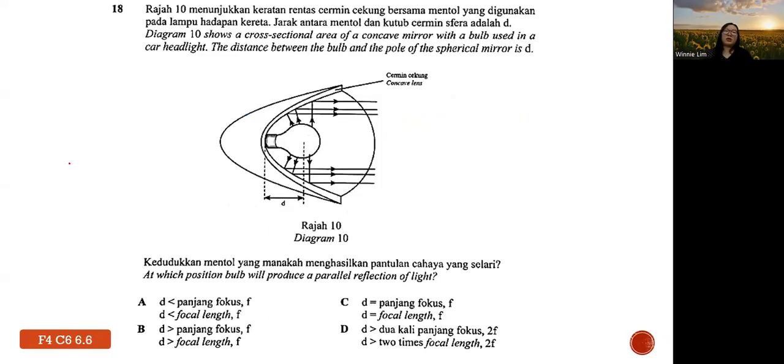18. Diagram 10 shows a cross-sectional area of a concave mirror with a bulb used in a car headlamp, and the distance between the bulb and the pole of the spherical mirror is D. Okay, so at which position will it produce a parallel reflection of light? So for this, you need to know well about the 6 different positions of an object in front of the concave mirror. To produce a parallel ray, if you follow the teacher's idea, it is case 2.